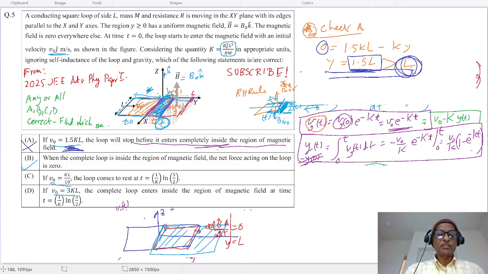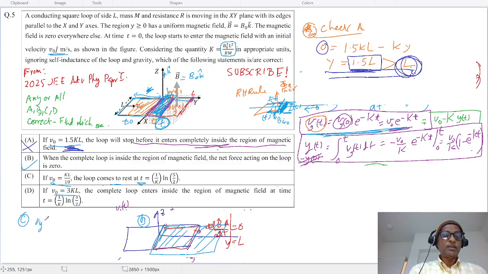Now let's try C. The loop comes to rest. This is at start with this, it will come to rest at t equal to that. So we should try this. vy(t) is 0 at what time? So this is v0 minus k y, where capital T is the time it comes to rest.